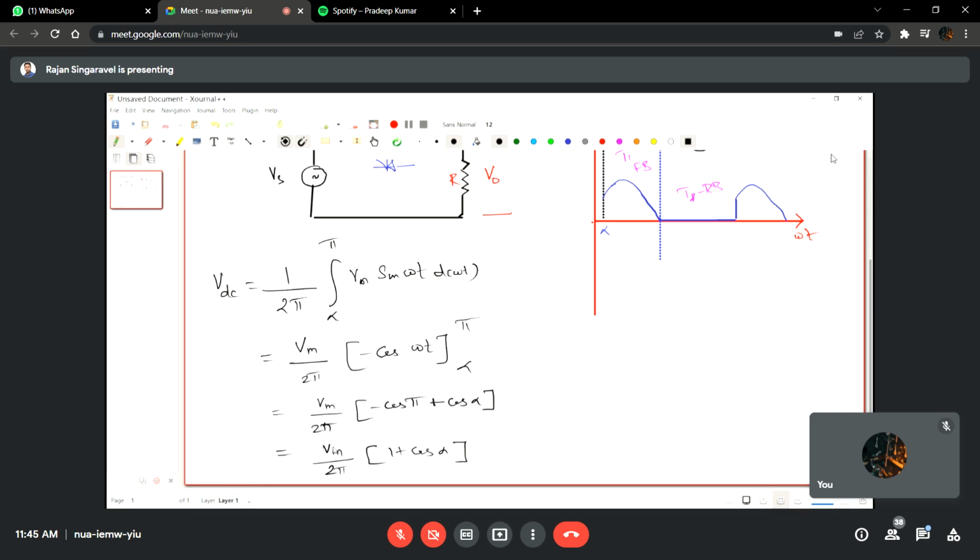So now if you know the peak value of the sine wave and if you know the alpha value, you can get the average DC output voltage available across the load terminal or across the resistor R. So this is the average DC output voltage, right?